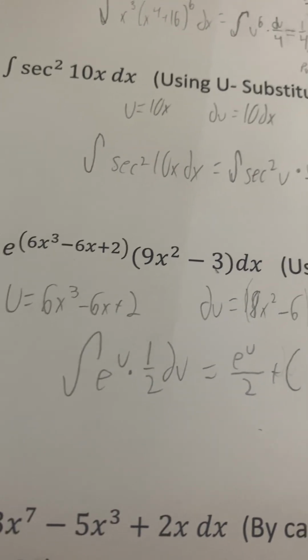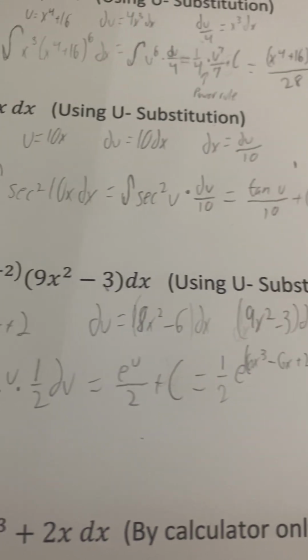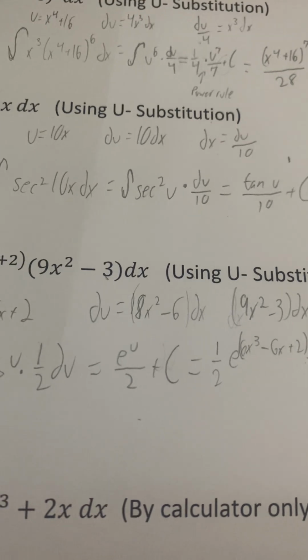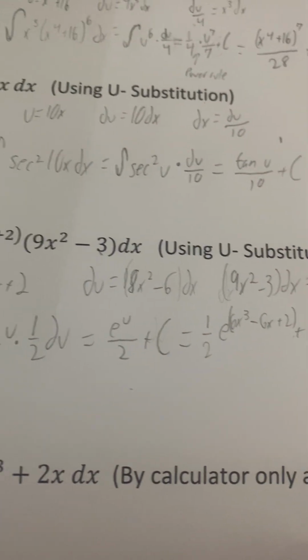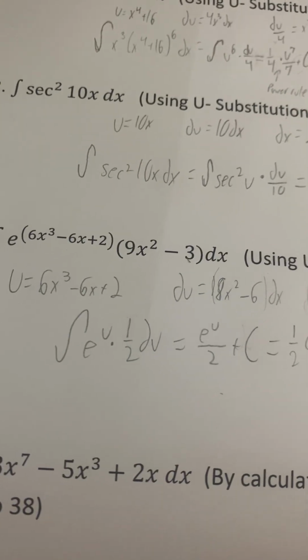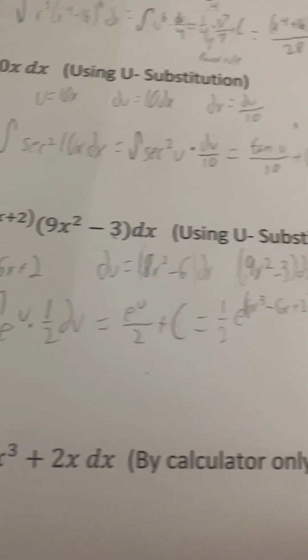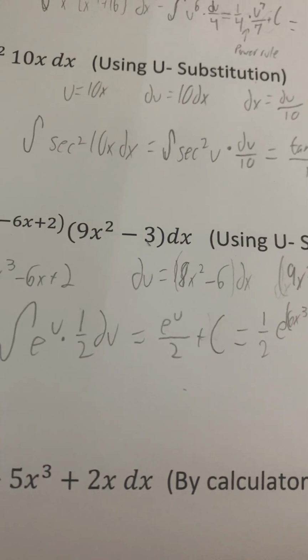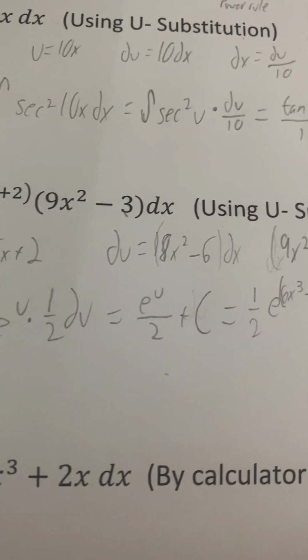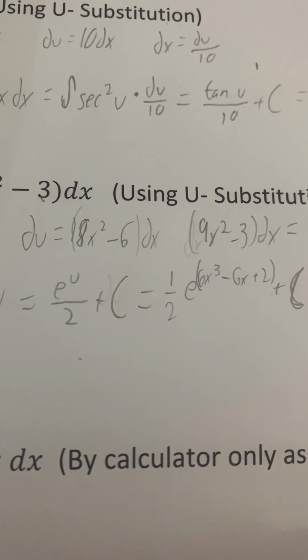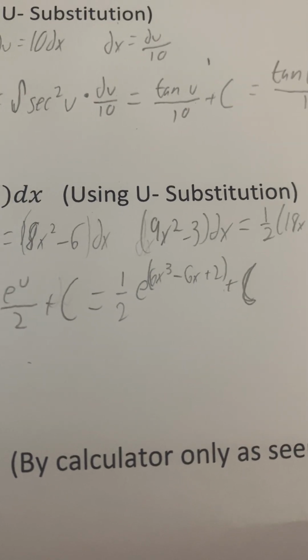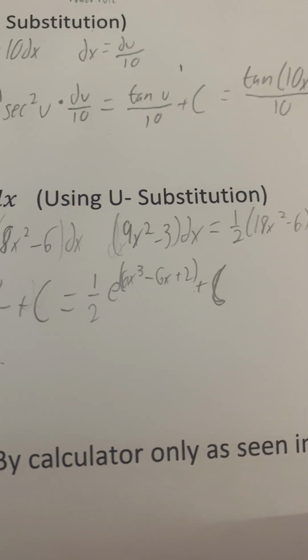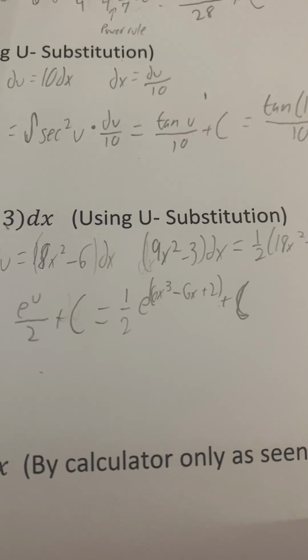So you move down, you have to have plus c for these types of problems anyways, just because it could be any number. So as you have e to the power of u over 2 plus c, that gives you 1/2 times e to the power of 6x cubed minus 6x plus 2, plus c. Sorry, that's a very ugly c.